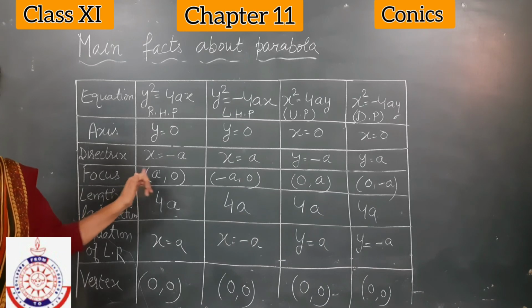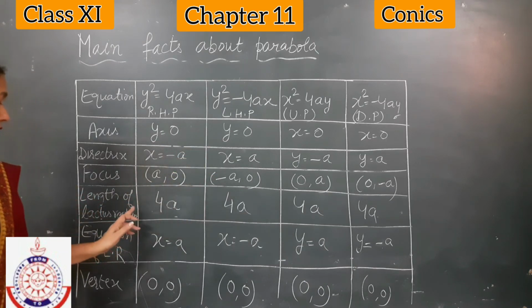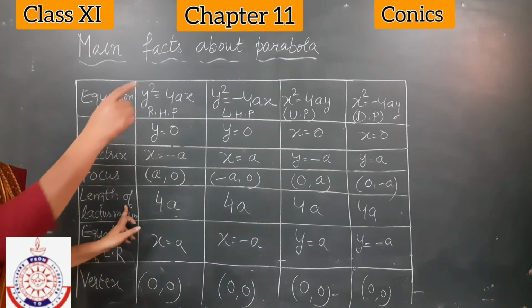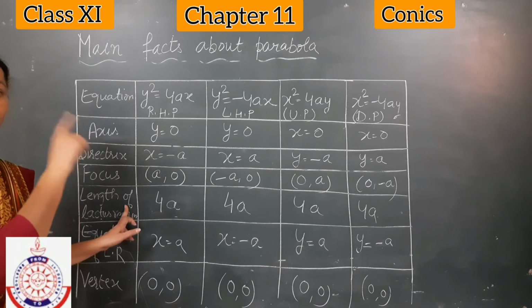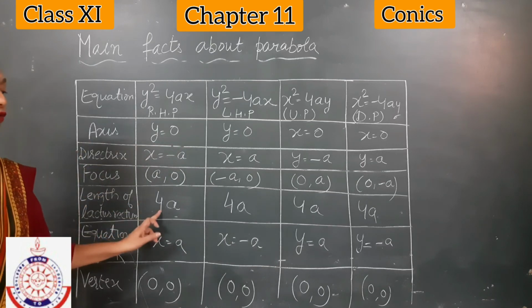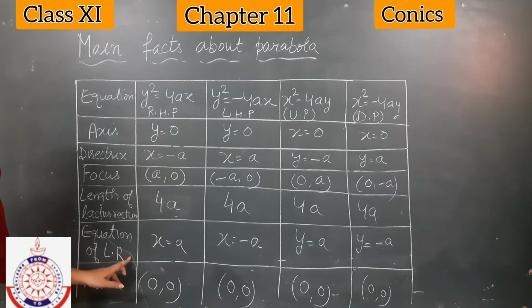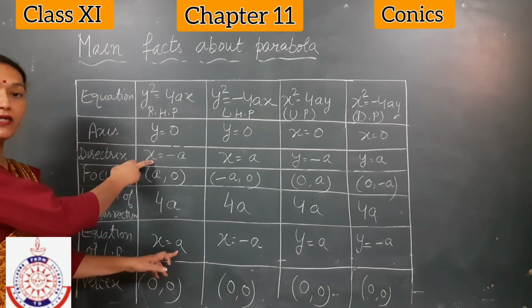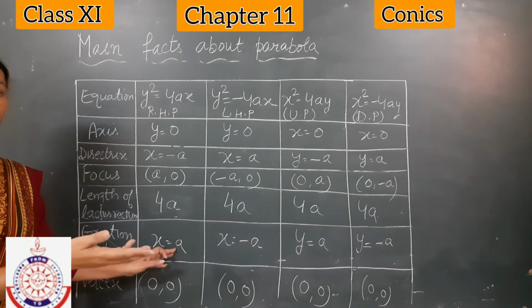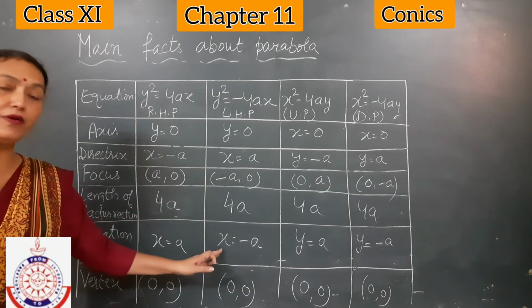Focus, I have told you, will be (a, 0); its coordinates will be (a, 0). Then latus rectum: the length of the latus rectum is the line passing through the focus and perpendicular to the axis. Length of latus rectum would be 4a in each case. Then equation of latus rectum, x equals a. If the directrix is on the negative side, the latus rectum is on the positive side, and if the directrix is on the positive side, the latus rectum will be on the negative side.